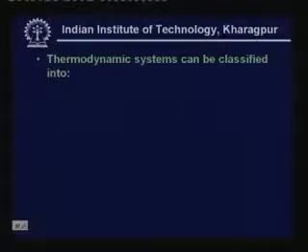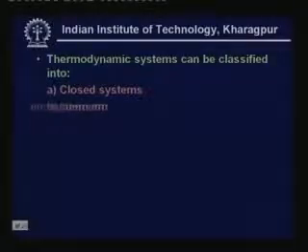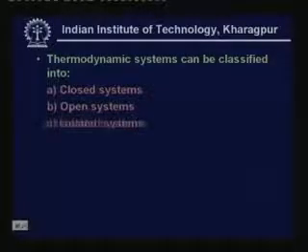Now, thermodynamic systems can be classified into three types. You can have closed systems, open systems and isolated systems. A closed system can have energy interactions with the surroundings, but it cannot have any mass interaction. That means no mass can enter or leave the system, whereas energy can enter or leave the system. Such a system is called a closed system.